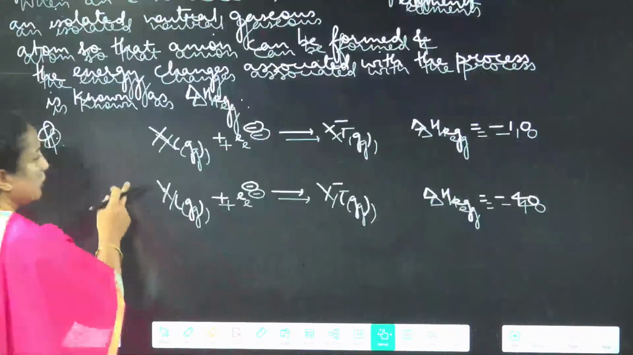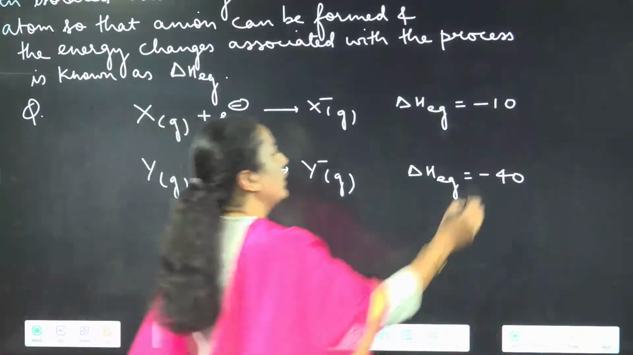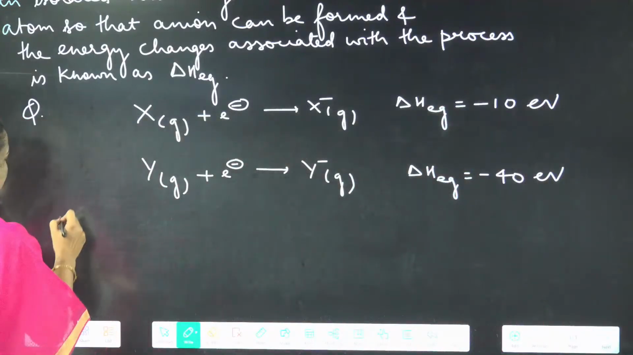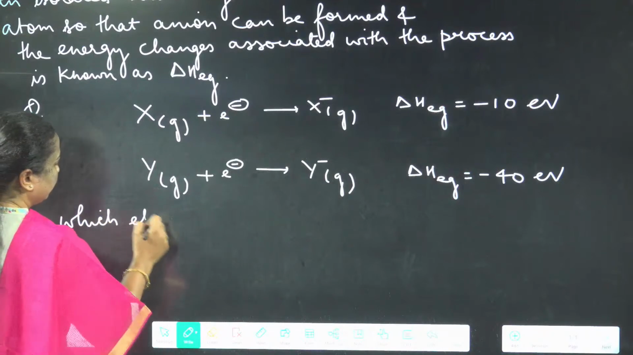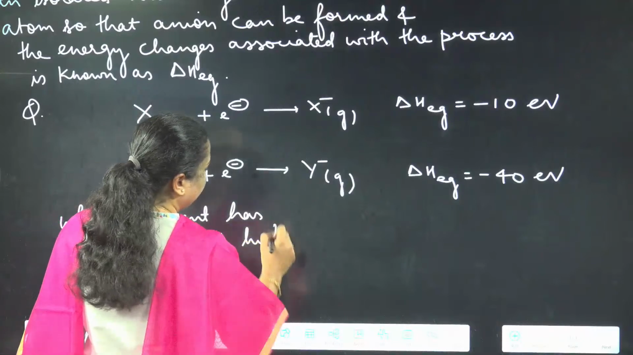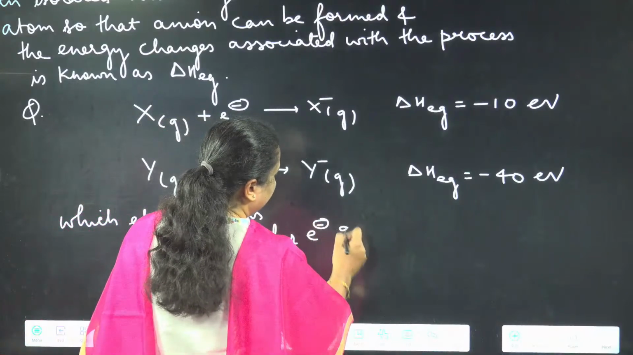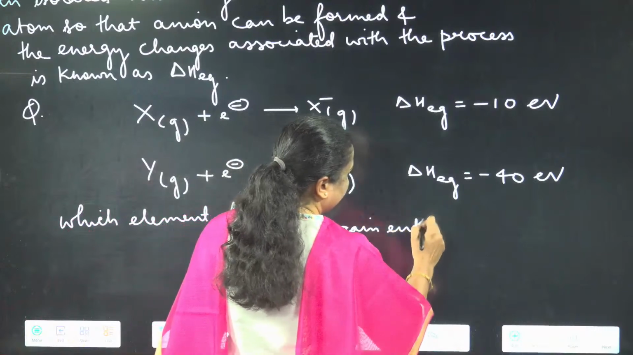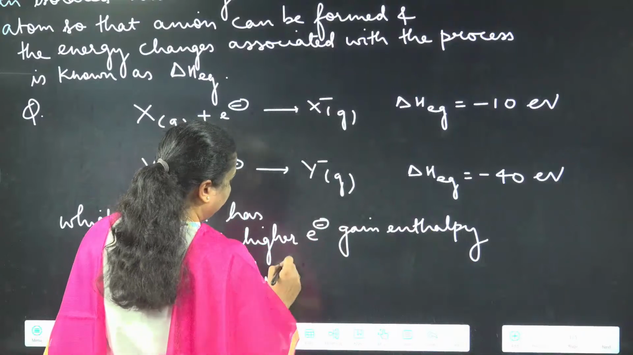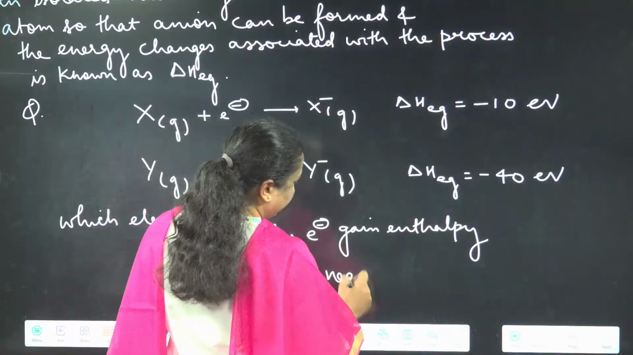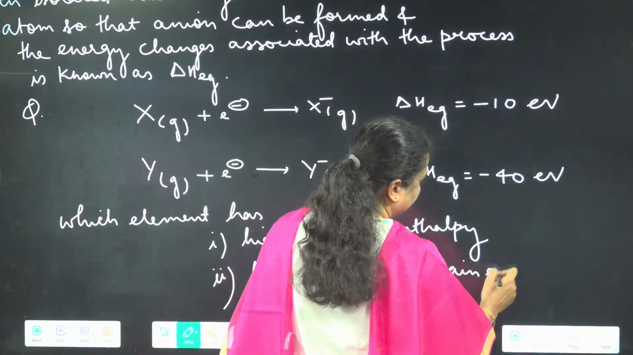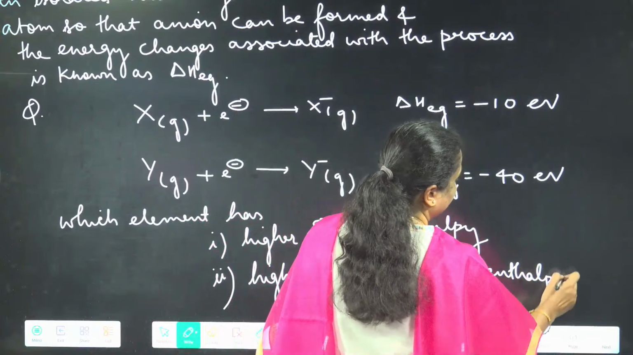Now I'm asking you in the form of a question. Let us say this is in electron volt, you think of it. So what I'm asking here is, which element has the higher electron gain enthalpy, and which has the higher negative electron gain enthalpy?